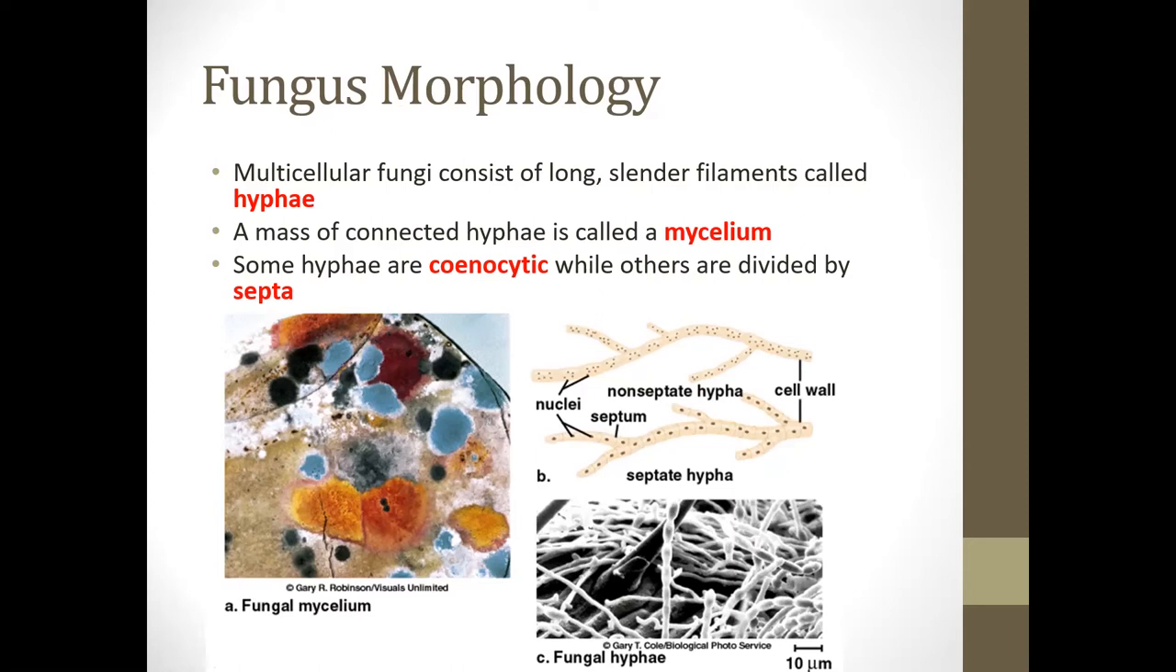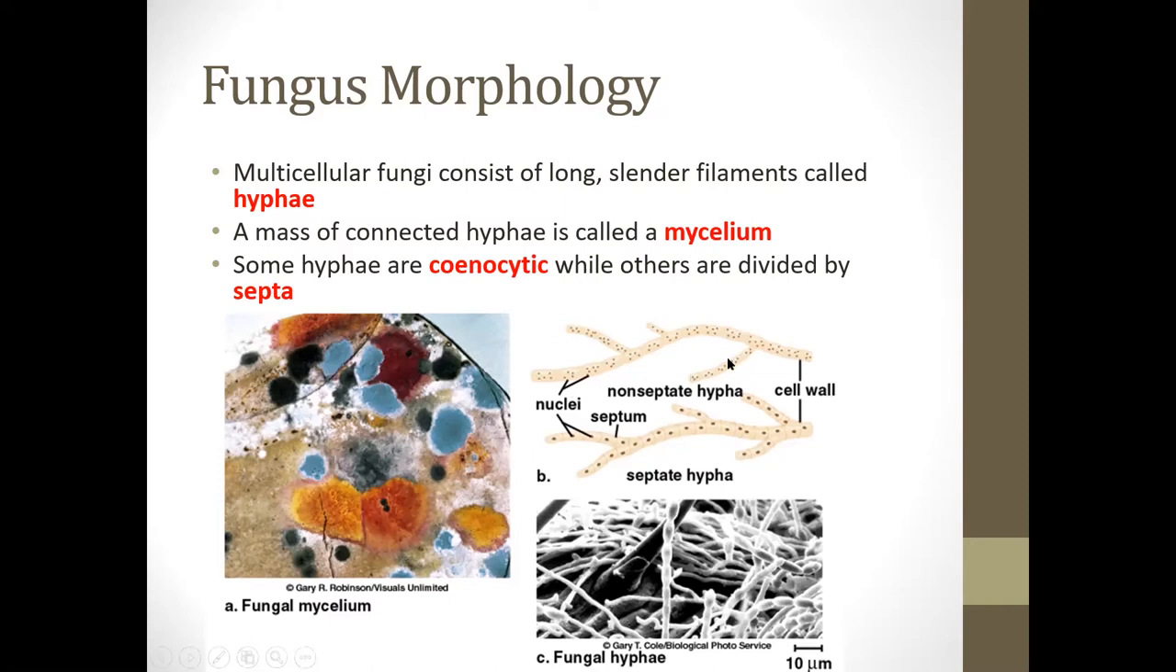And depending on the species of fungi, some hyphae are coenocytic while others are septated. What that means is some do not have separation between the cells. So coenocytic fungi do not have any separation between the cells, so these hyphae are technically one long cell, while septated hyphae do have a membrane that separates each one of the cells. The coenocytic fungi are going to be multinucleated, while septated are usually uninucleated.